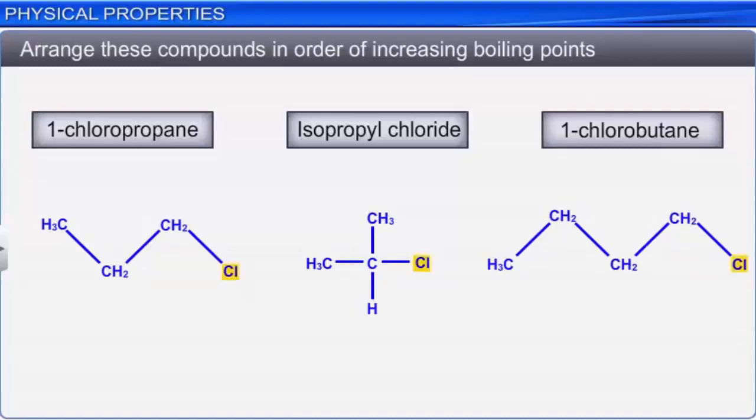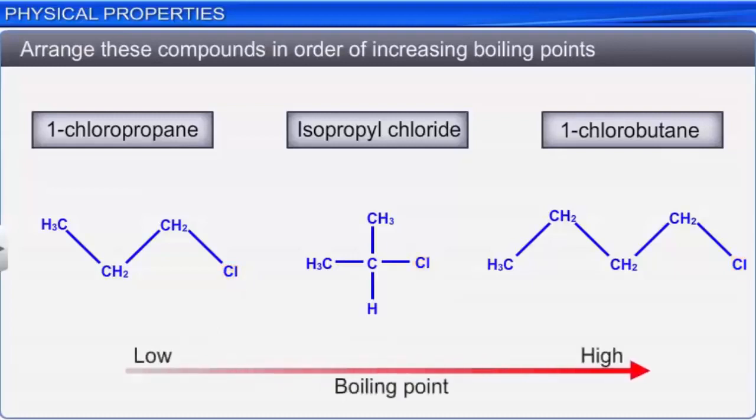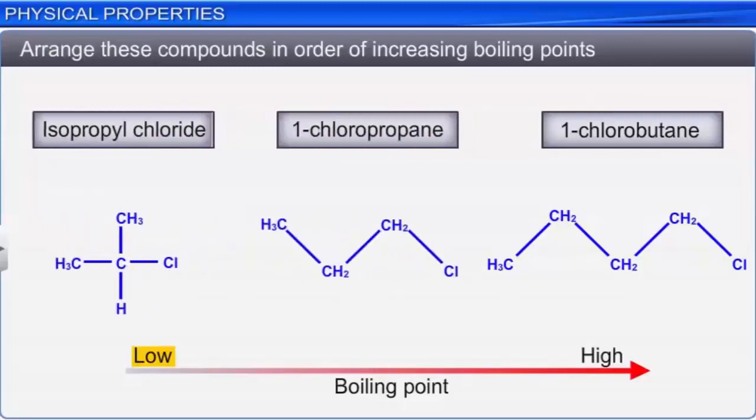All the three structures contain one chlorine atom. Since the boiling point increases with an increase in the number of carbon atoms, we would expect 1-chlorobutane with its 4 carbon atoms to have the highest boiling point. The other two compounds have 3 carbon atoms each, but 1-chloropropane is a straight chain, while isopropyl chloride is branched. Branched molecules have lower boiling points. So, isopropyl chloride should have the lowest boiling point. 1-chloropropane is in the middle.